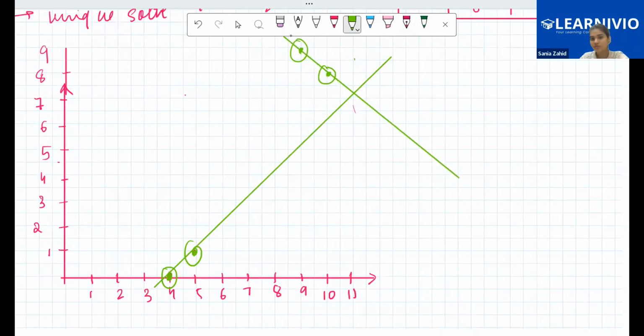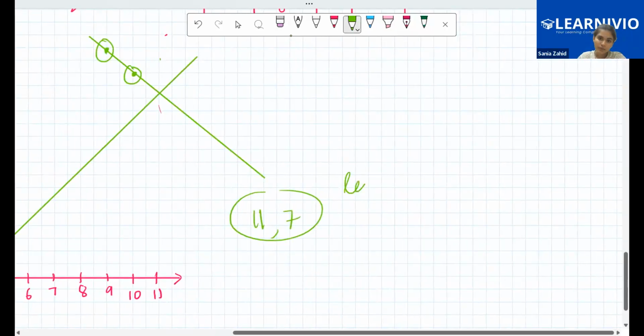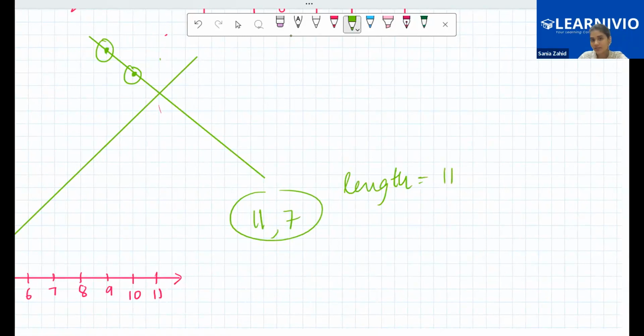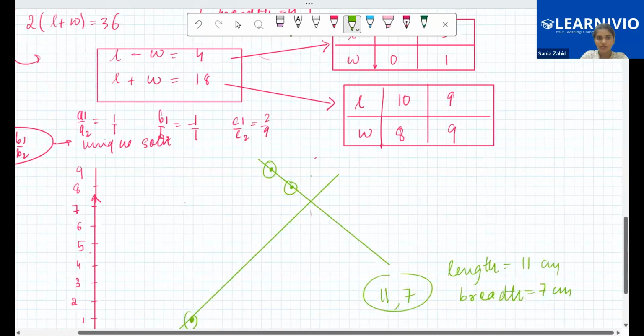This is my graph. Where is it intersecting? At 11 comma 7. So what is my length? Length I took on the x-axis, right? So length is 11. And what is the breadth? 7. Do you understand it, Kaya? Yes. Okay, good.